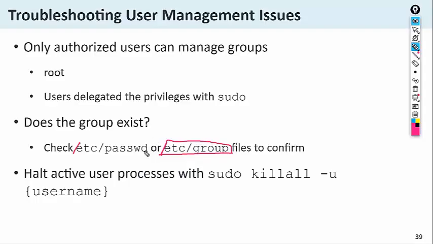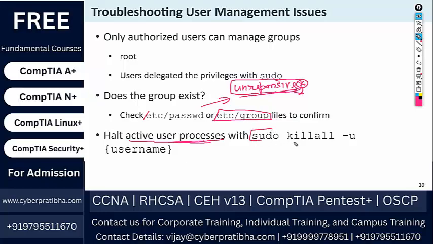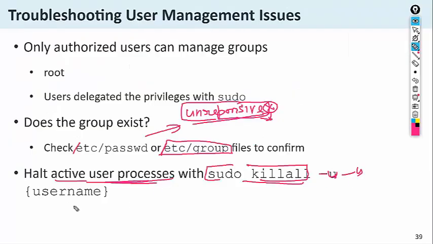But some users may have active processes. You may have run some processes in Windows, and sometimes you have seen an unresponsive message displayed on the screen, and you can neither close nor exit the application. In Linux, if there is an active process that you want to halt or kill, you can run the command sudo killall -u followed by a username, like Vijay, student01 or student03. This kills all the processes related to that user.